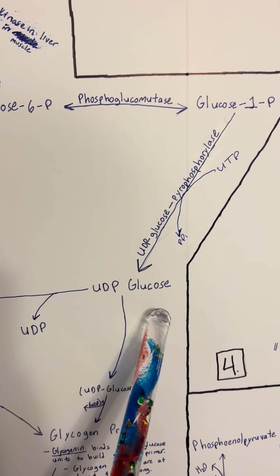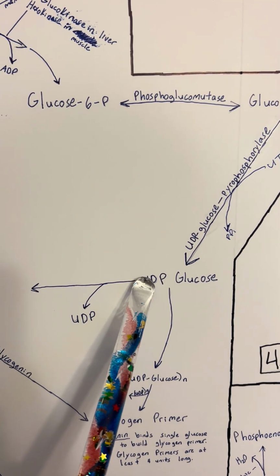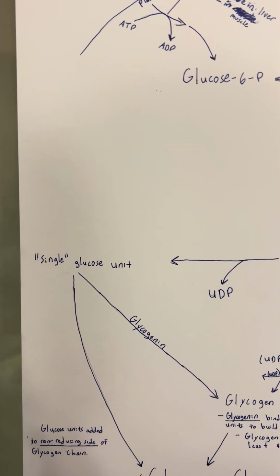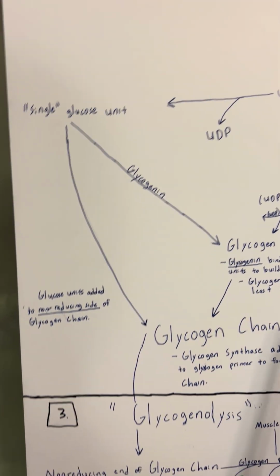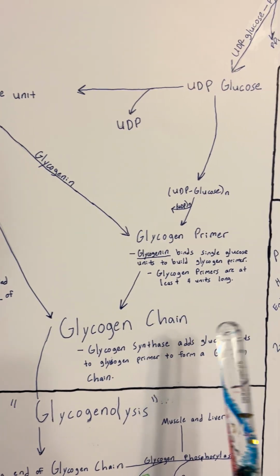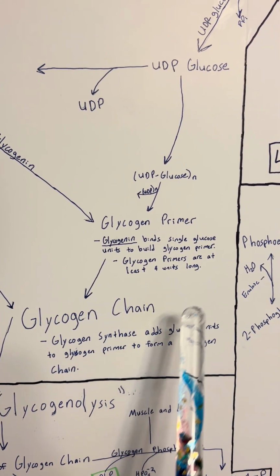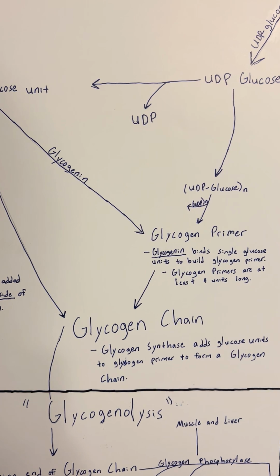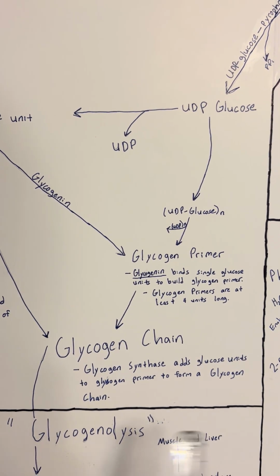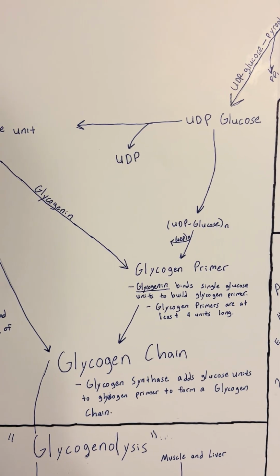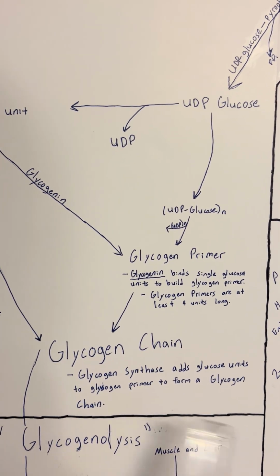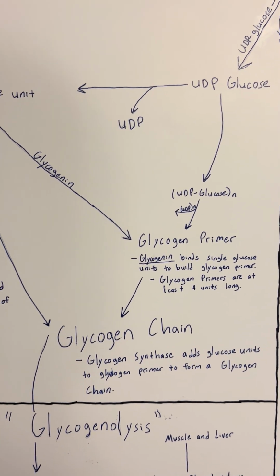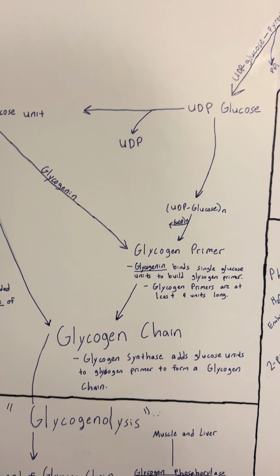From there, UDP is separated off and a single glucose unit is left here. Single glucose units are then combined to a glycogen primer. Glycogen primers are at least 4 glucose units long, and glycogenin binds those single glucose units to make the glycogen primer. Glycogen primers are then expanded into glycogen chains. For this to happen, glycogen synthase adds glucose units onto the non-reducing end of the glycogen primer or glycogen chain.